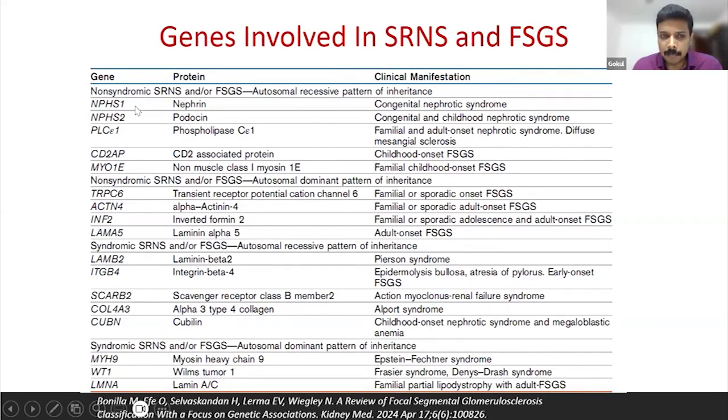like if it is nephrin or podocin, it usually presents as congenital nephrotic syndrome. This tubulin mutation can present with megaloblastic anemia and childhood-onset nephrotic syndrome, and integrin beta 4 mutation can present with epidermolysis bullosa, pyloric atresia, and early-onset FSGS. So we have to look into all these syndromic manifestations.